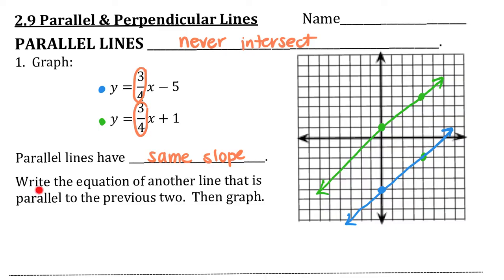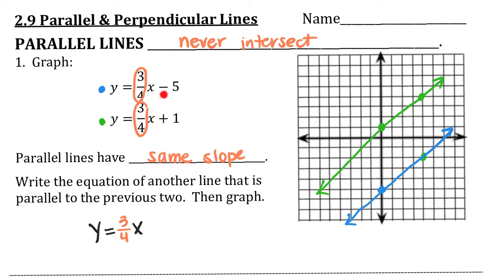Okay, so for the next step, I'm going to write the equation of another line that is parallel to the previous two. Okay, so if I want it to be parallel, it has to have the same slope. Since this has a slope of 3/4 and this has a slope of 3/4, I'm going to write an equation that has the slope of 3/4. And since it's slope, I'm going to put the x next to here.